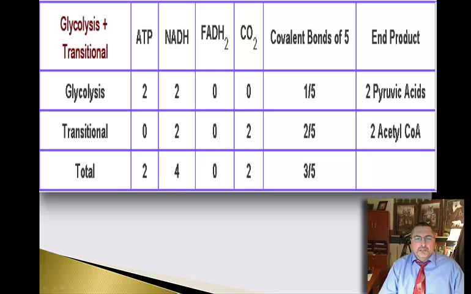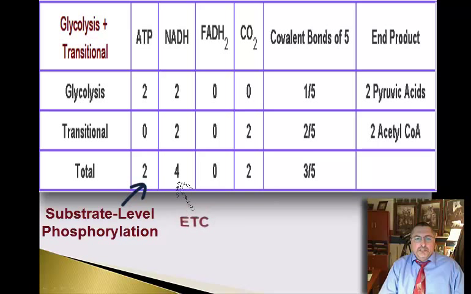Thus far, then, we've generated two ATPs through substrate level phosphorylation. We've generated four NADHs that we will carry to the electron transport chain, and we've created two of the six carbon dioxide molecules that we're going to generate while breaking three of the five covalent bonds that were found in a glucose molecule. Next time around, we'll look at the Krebs cycle.